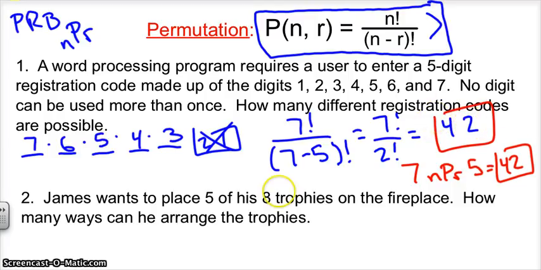Then next, we have: James wants to place 5 of his 8 trophies on the fireplace. How many ways can he arrange the trophies? Well, let's say you have an A and a B trophy. Is this arrangement different than B and A? Yes, it is. So anytime you see arrange or arrangement, this probably means a permutation. All right, so always be heads up with that.